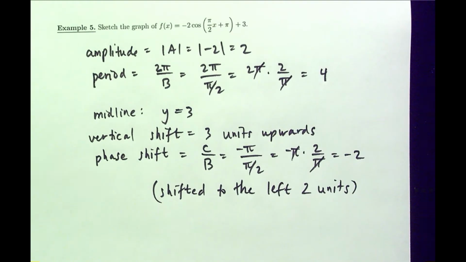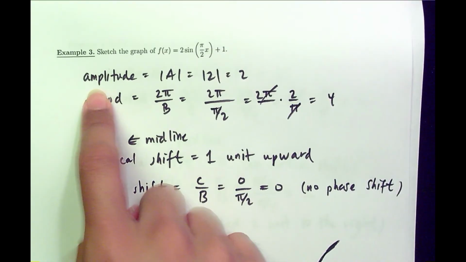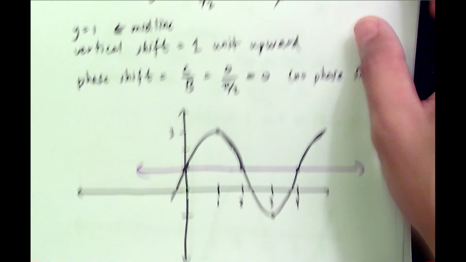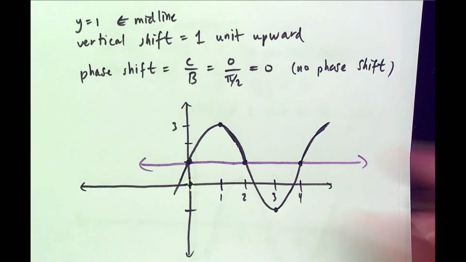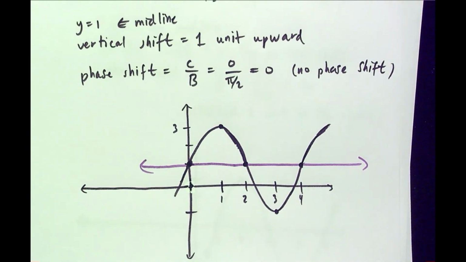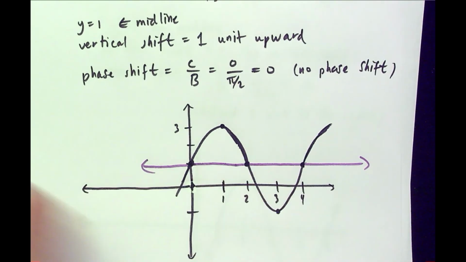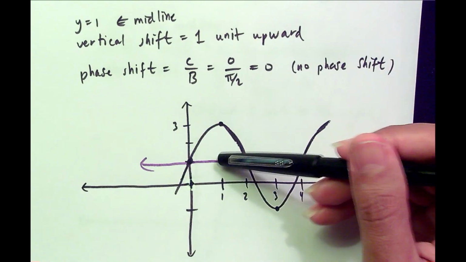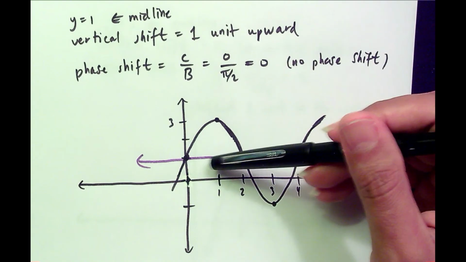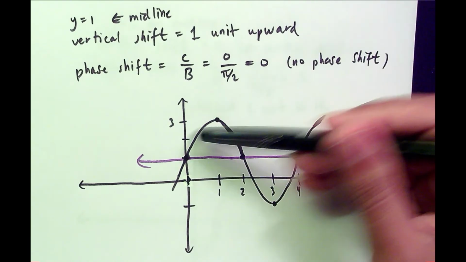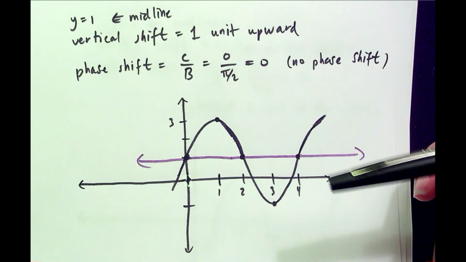So if you are in doubt, you can double check your work. For example, in this one, we never really use the amplitude, but after we're done, we can use that to double check our work, because if we did this correctly, the amplitude should be 2, and the amplitude is the distance from the midline to the highest point. And you see that that is exactly 2, because you go from 1 to 3. Okay?